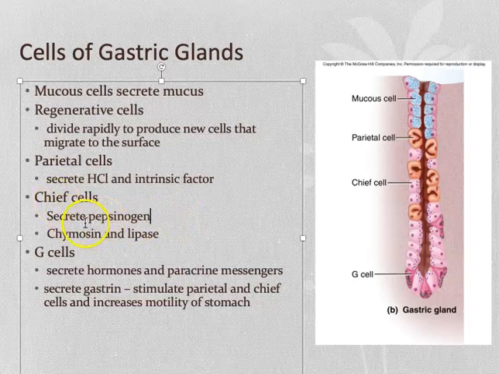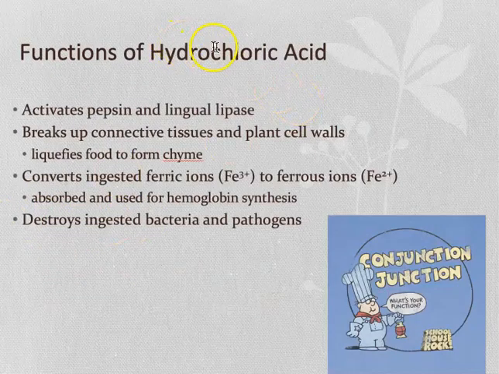So the chief cells are secreting pepsinogen, again, inactive. This is important. So again, the cell is not digesting itself. But as soon as it hits that hydrochloric acid, it is activated. That pepsinogen is cleaved or broken into pepsin. And that pepsin is going to be the active form that will start breaking down proteins.